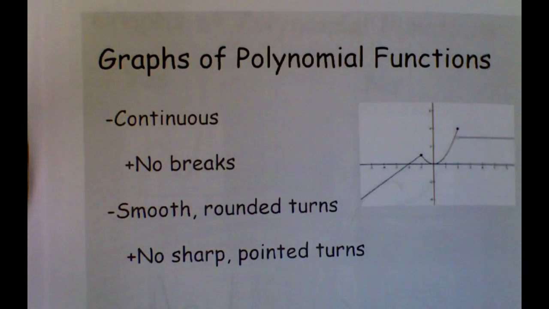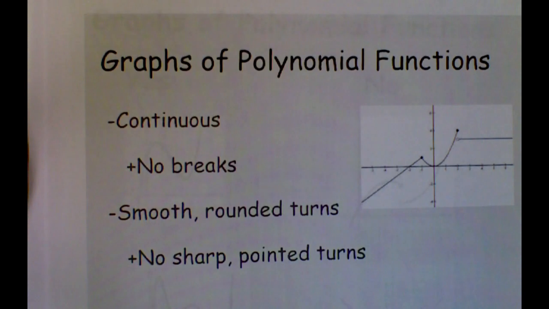The graphs of polynomial functions always have a couple things in common. They're always continuous. There are no breaks like this one has in it here. They have smooth, rounded turns, which means no sharp pointed turns like this graph has right there.